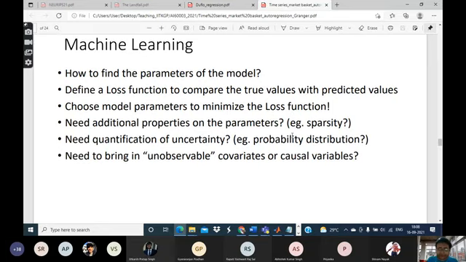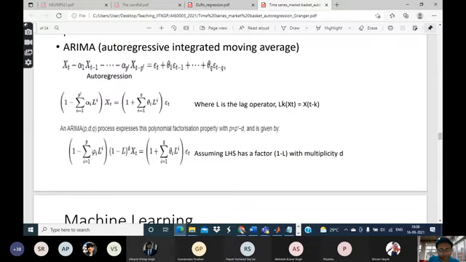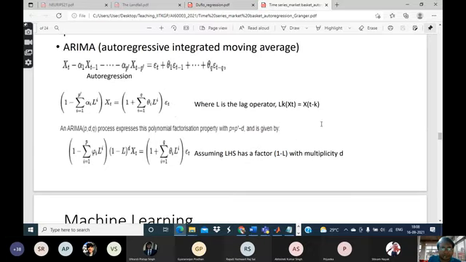That is the primary task of this regression or this forecasting problem. Apart from that, there may be some other things which I may want to achieve with the regression. For example, I may want some additional properties on the parameters. Say for example, sparsity. What is sparsity? Sparsity basically means, what do you mean by a sparse vector? A sparse vector means such a vector where most of the elements are 0.